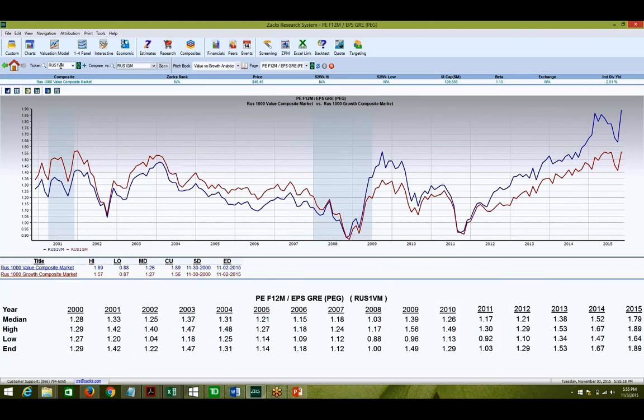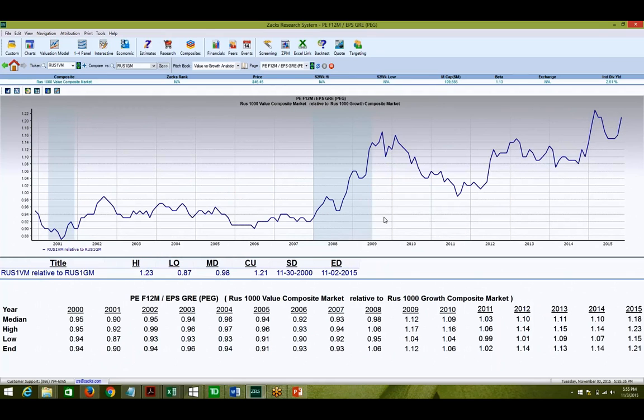The PEG ratio confirms exactly what we just drew from the results of discounting future earnings, with value stocks coming in at a 1.89 PEG multiple, and growth stocks registering a 1.56 PEG multiple. This represents quite a premium over historical averages, as we see here. The ratio is 1.21 compared to 0.98 over time.